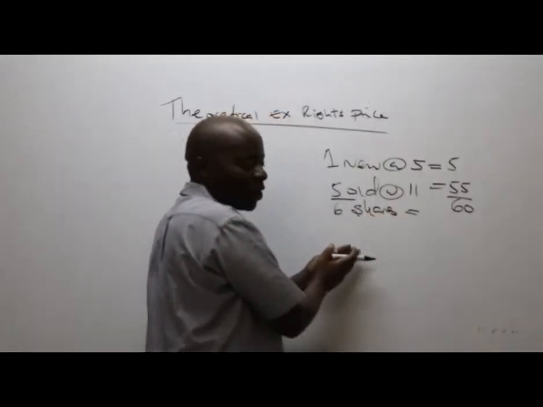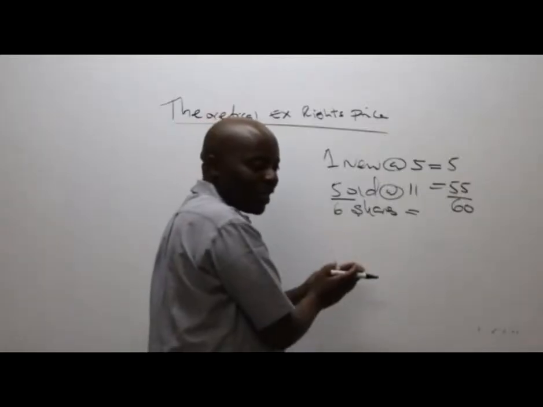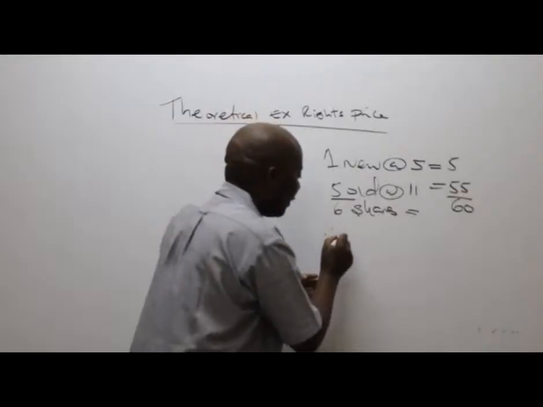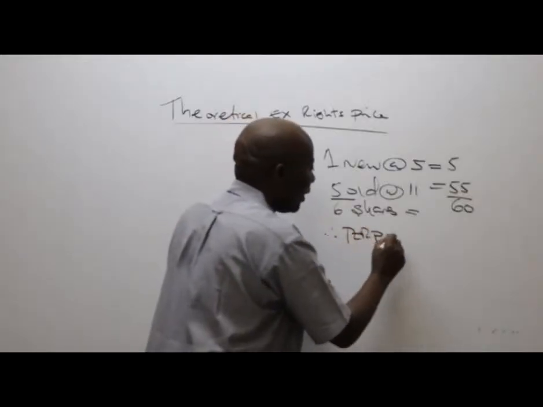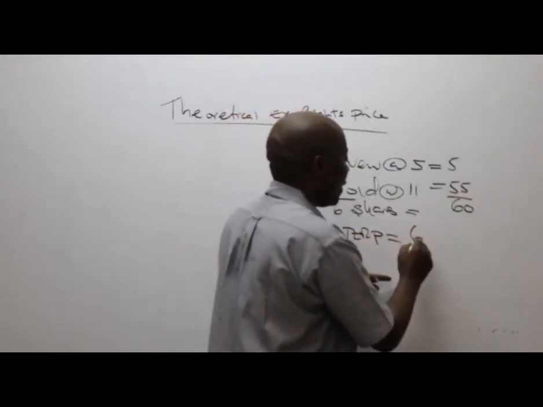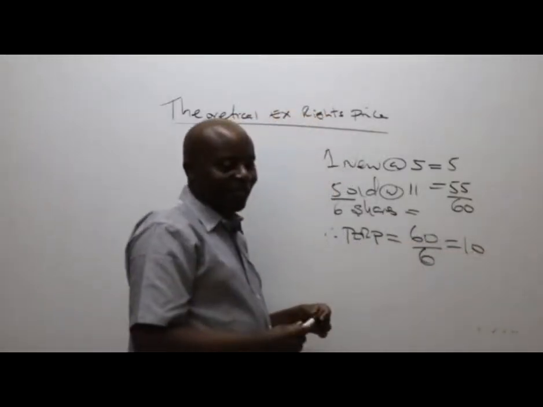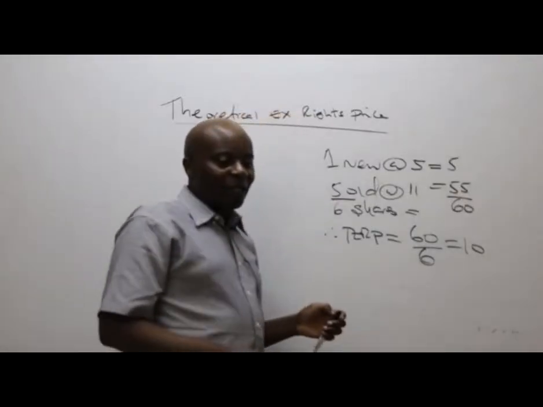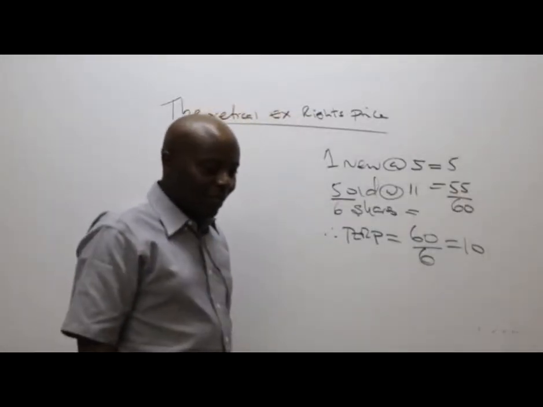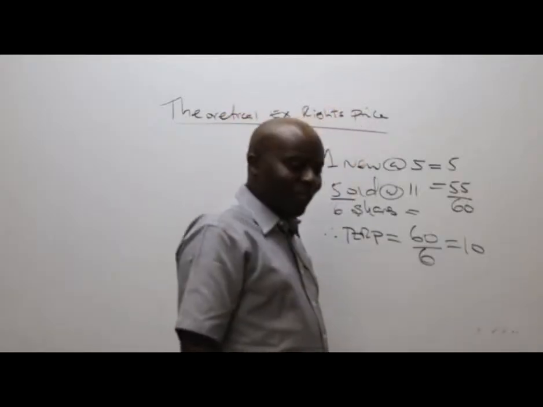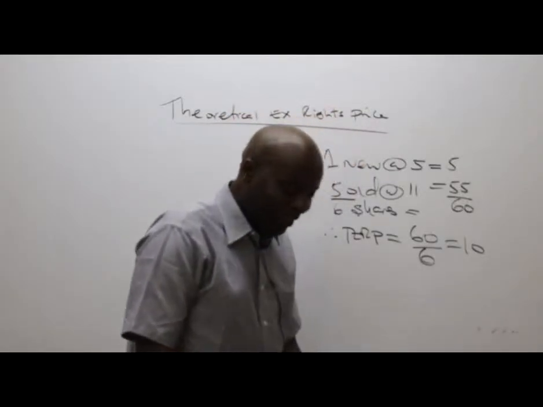Then how about 1 share? Once you give us that 1 share, then you are giving us the theoretical X rights price. Therefore, the theoretical X rights price here will be 60 divided by 6, which gives us 10. The theoretical X rights price is 10. That is so important to me.